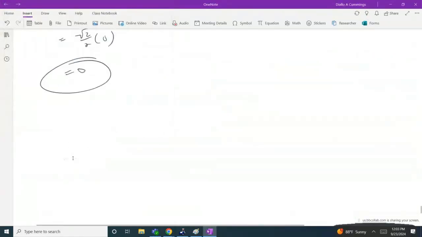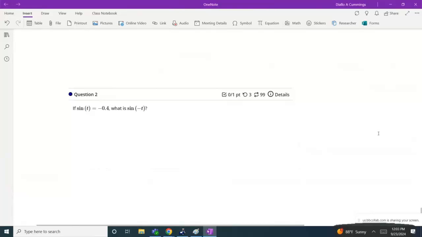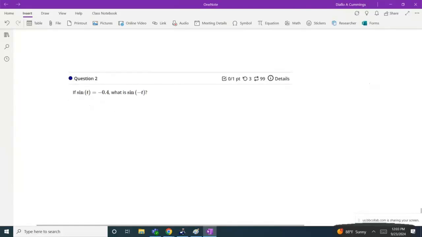All right, so for problem number 2, it asks: if sine of t is equal to negative 0.4, what is sine of negative t? So they're giving us that the sine of t is equal to negative 0.4. What is the sine of negative t? Since they're asking for the sine of negative t, I'm just going to write that formula down. It says that the sine of negative t is equal to negative times the sine of positive t, right?